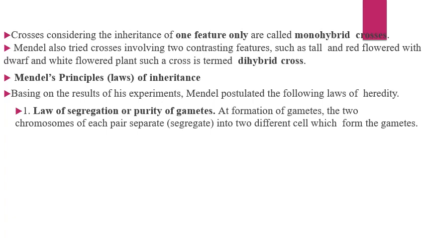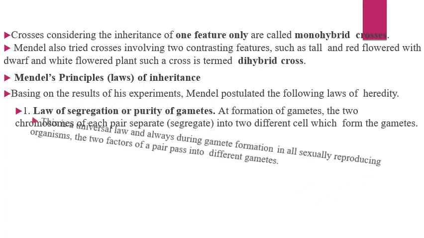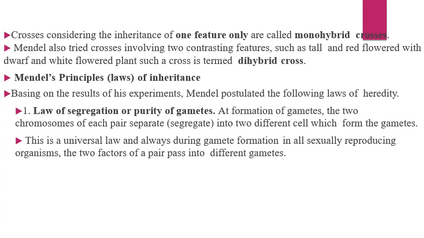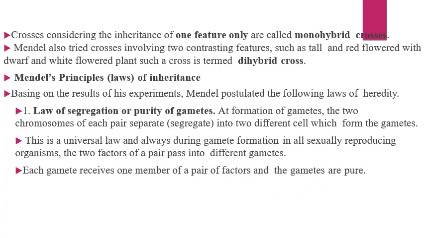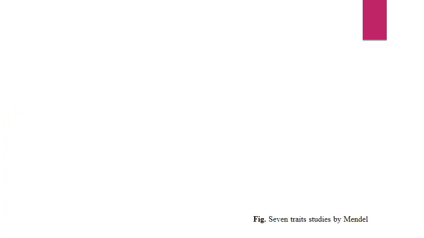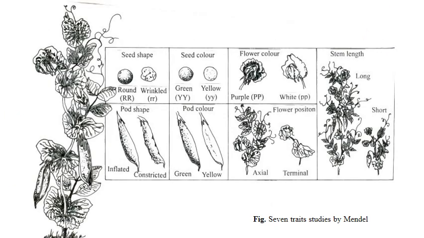Law of segregation, or purity of gametes. At formation of gametes, the two chromosomes of each pair separate into two different cells which form the gametes. This is a universal law, and always during gamete formation in all sexually reproducing organisms, the two factors of a pair pass into different gametes. Each gamete receives one member of a pair of factors and the gametes are pure. Look here: seed shape, seed color, flower color, inflated, constricted, green, yellow, terminal, etc.